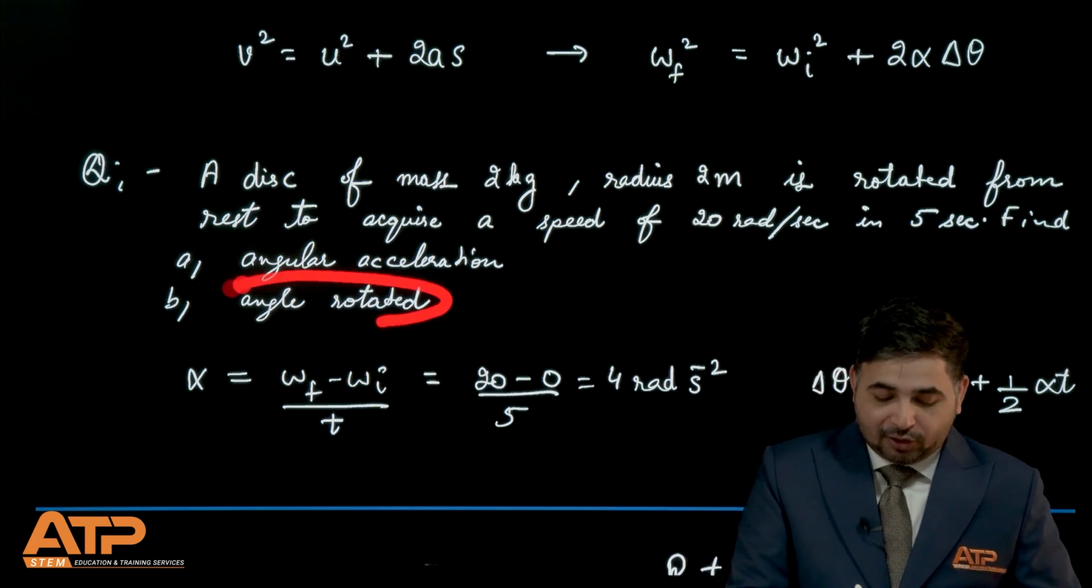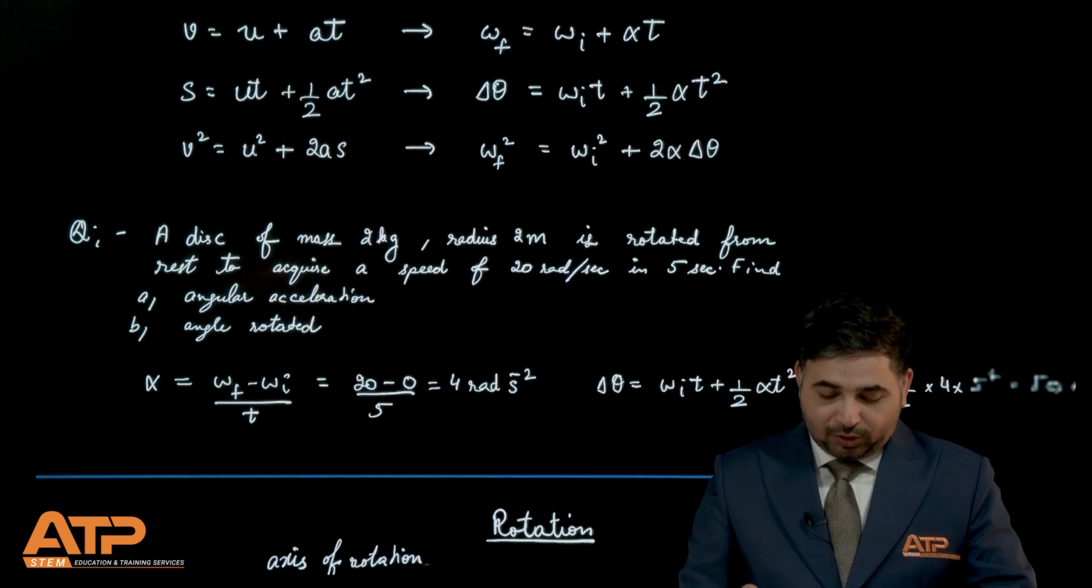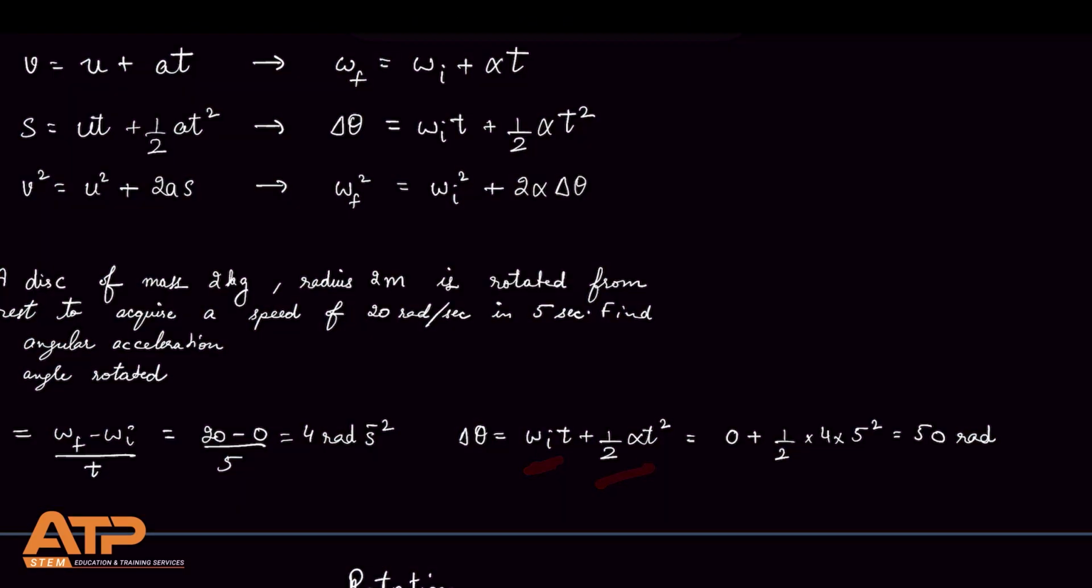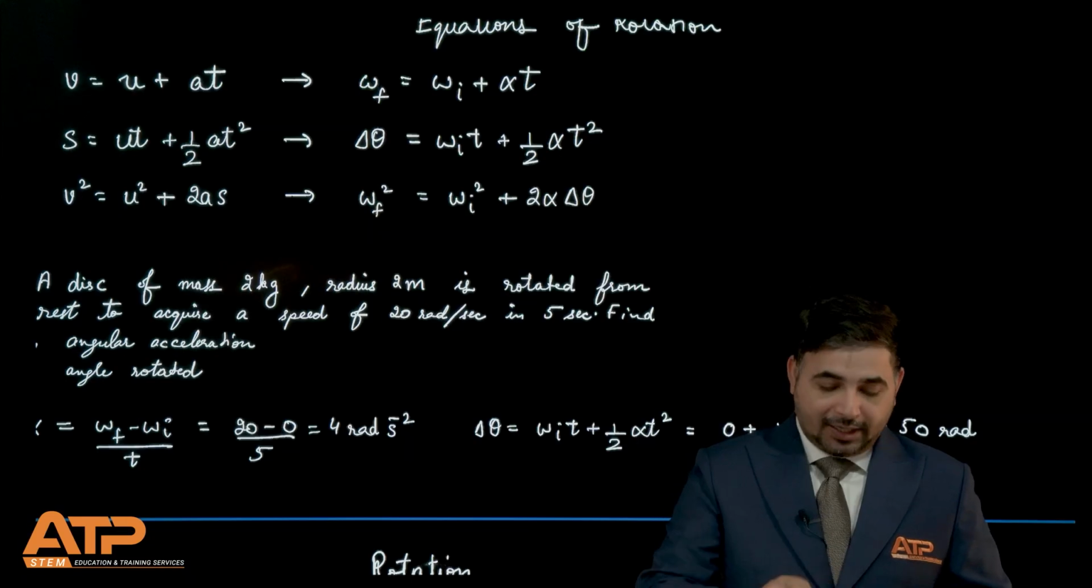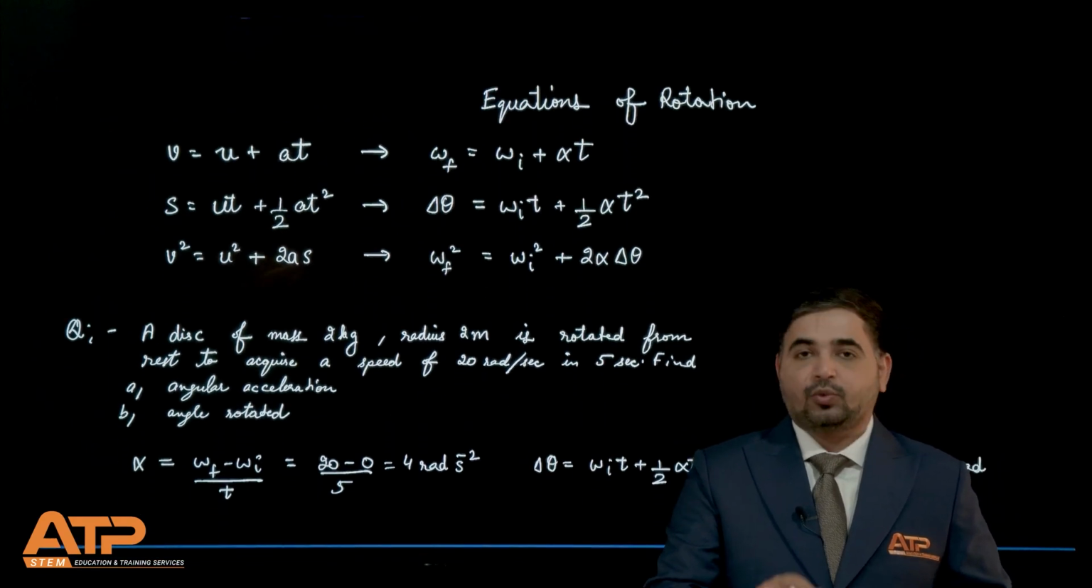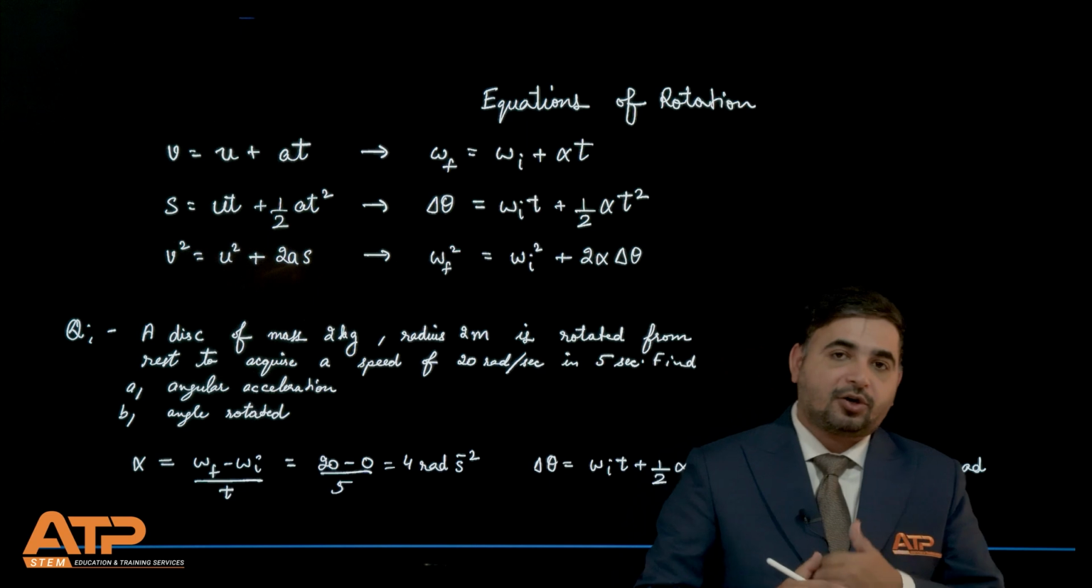How do we find the angle rotated? For that we can use the second equation, which is omega initial t plus half alpha t square: 0 plus half into 4 into 5 square. This will give you 50 radians. Okay, this was the precursor from circular motion which was required to start rotation.